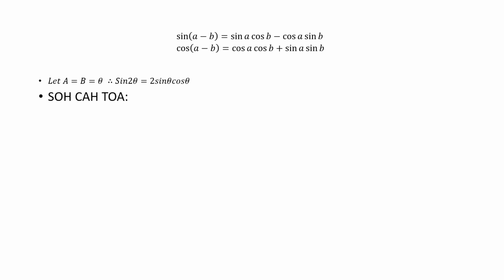So let's look at the SOHCAHTOA in a triangle there. You note down the SOHCAHTOA formula. Sin theta equals opposite over hypotenuse. Cos theta equals adjacent over hypotenuse. Tan theta equals opposite over adjacent. Note that.